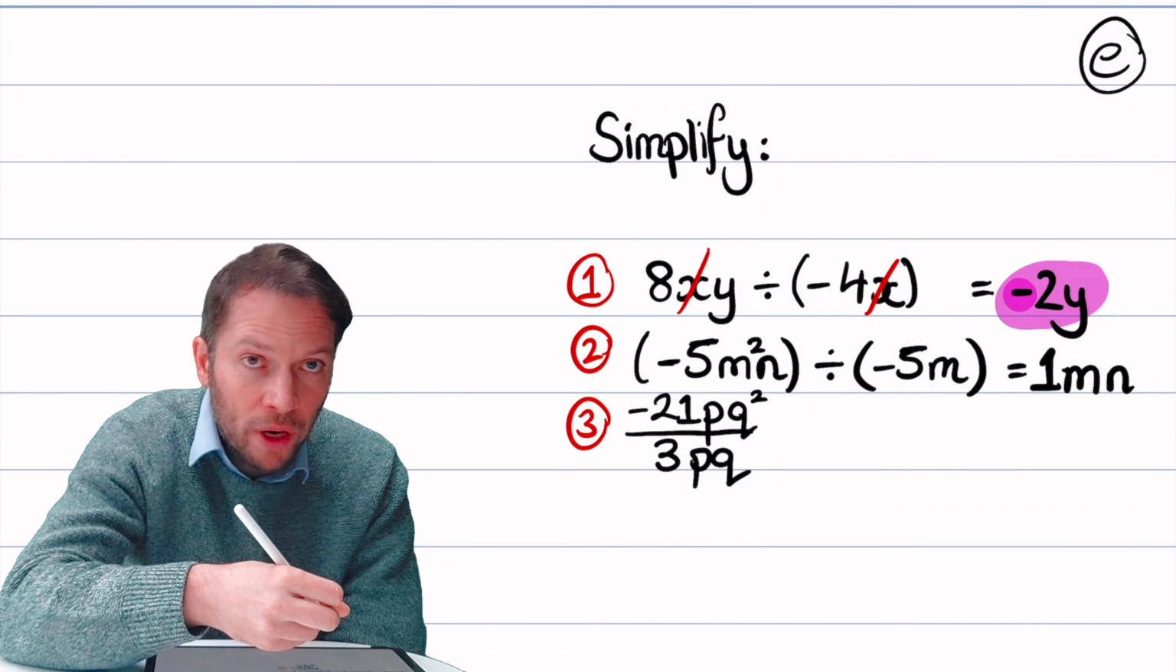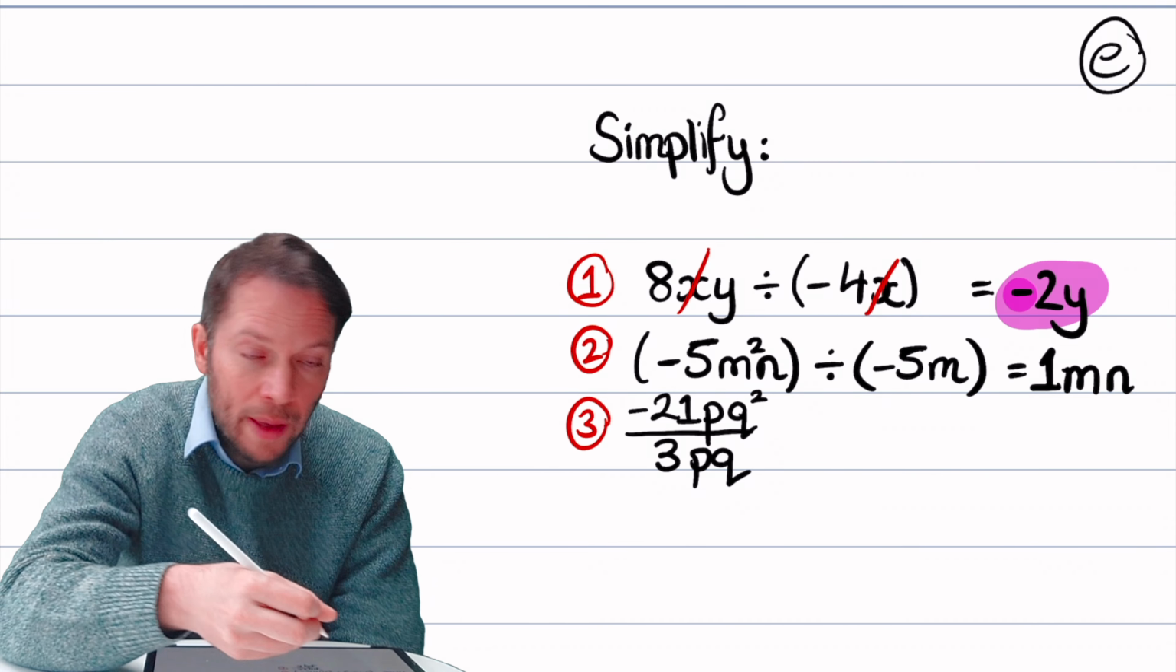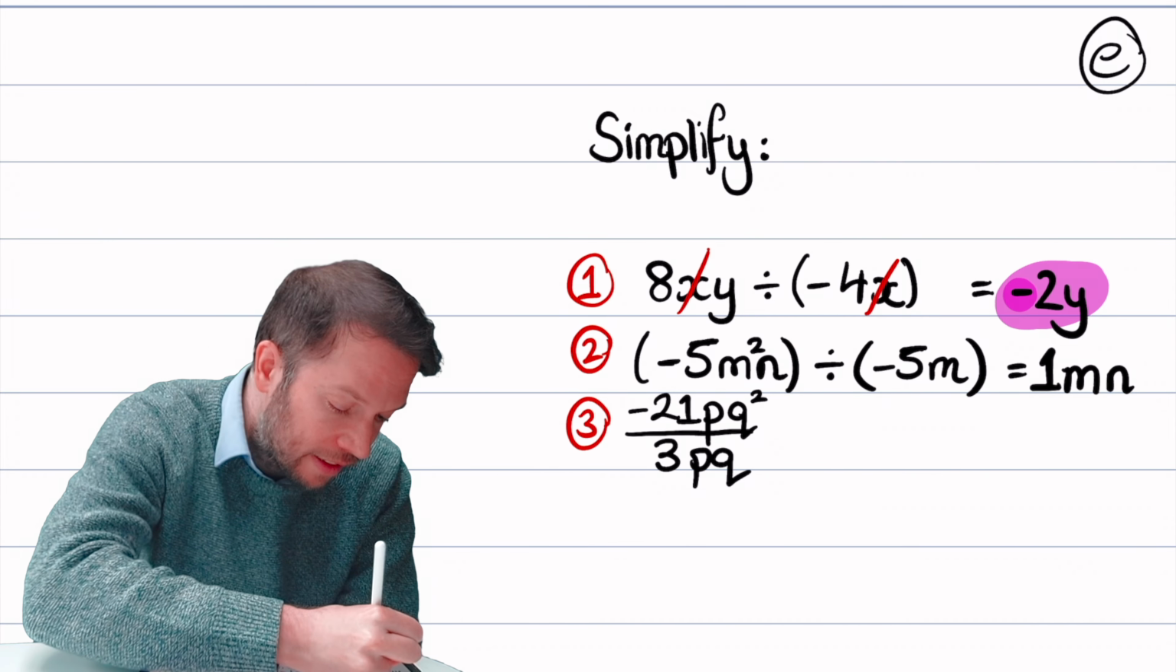Now, we don't need to write the 1 on the front. 1mn, one lot of mn, is just saying the same as mn. So we could write that as our final answer.